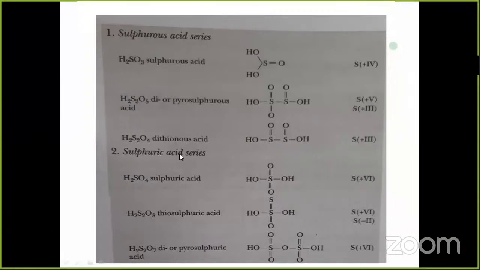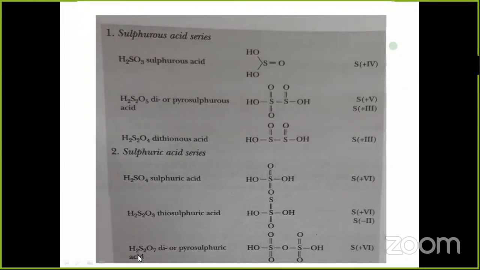Now the sulfuric acid series. This is sulfuric acid, generally called the king of chemicals or chamber acid. Very important: it is the strongest acid. The oxidation state of sulfur is +6. It is a dibasic acid, and 2 types of bond are present, the SO bond and the SOH bond. Then thiosulfuric acid, where an SS bond, SOH bond, and SO bond are present, so 3 types of bond. Here one sulfur exhibits +4 and the other -2.